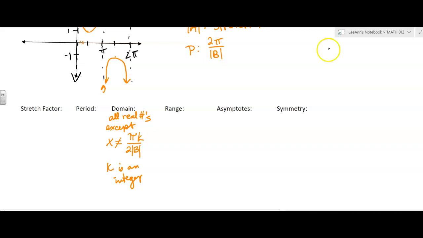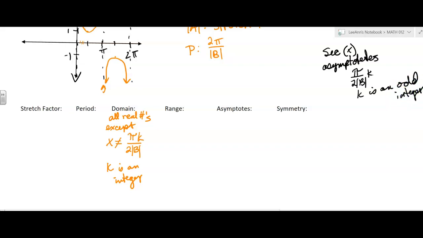So if you remember for the secant, the asymptotes were at pi over 2b k, where k is an odd integer. So you might say, well, why is that? Because I need the asymptotes to always be a unit of pi over 2, and it's not at every unit of pi over 2, it's every other one. So that's why k has to be an odd integer. So you have to kind of look at the secant curve and you'll see that. It's a little bit easier with the cosecant curve because all the asymptotes are at an integer of pi, okay?